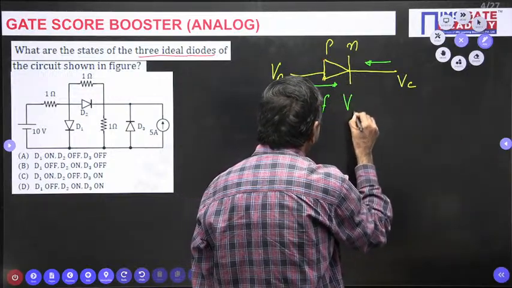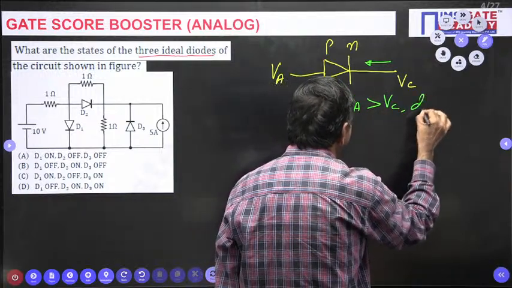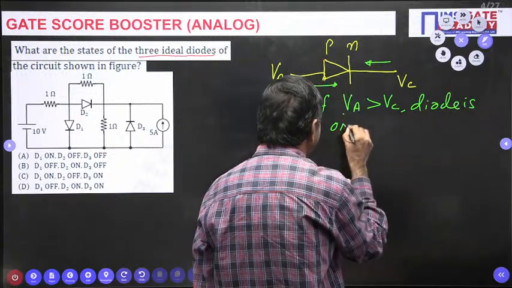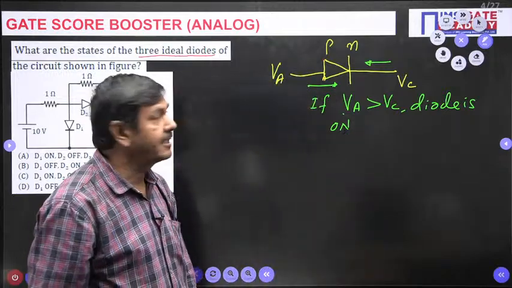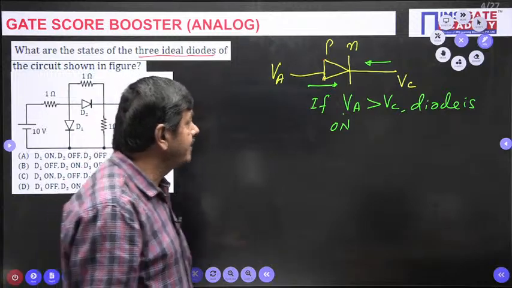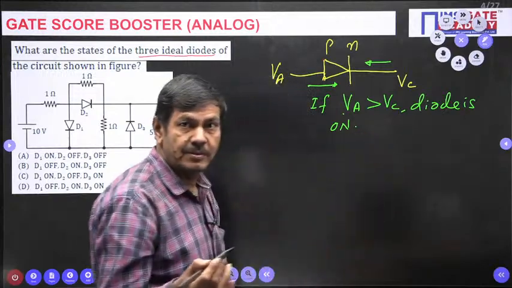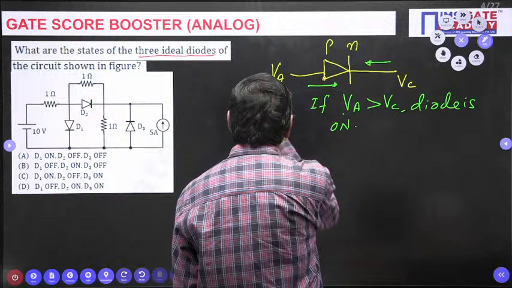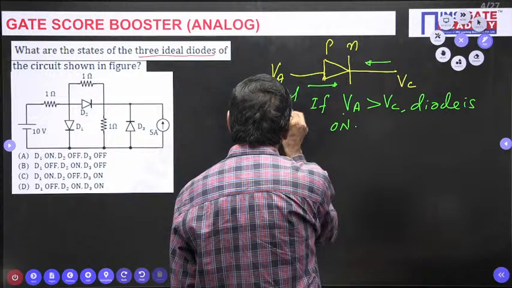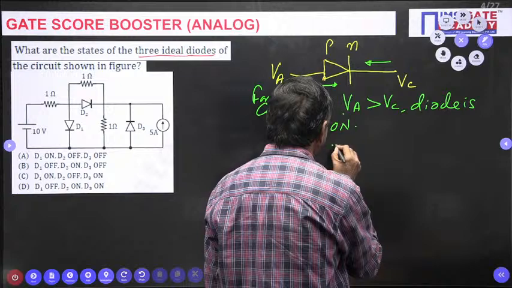If anode potential is greater than cathode potential, the diode is on. If VA is greater than VC, the diode is on. If the diode is on, it must be replaced by a short circuit. I am giving this for the ideal case, where the diode is ideal.